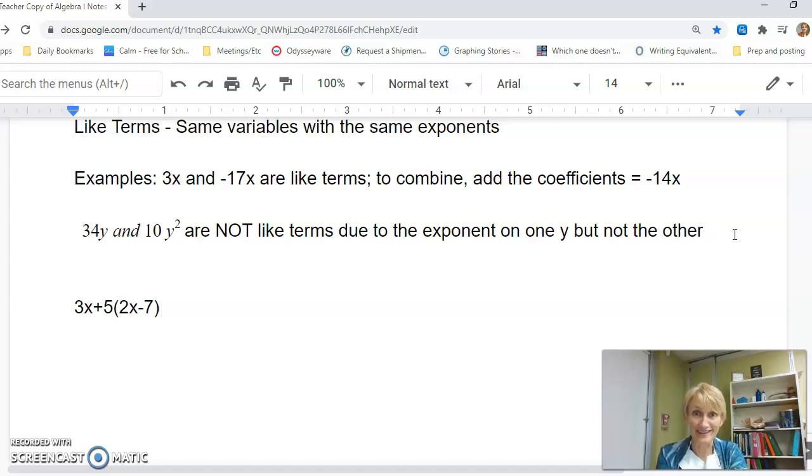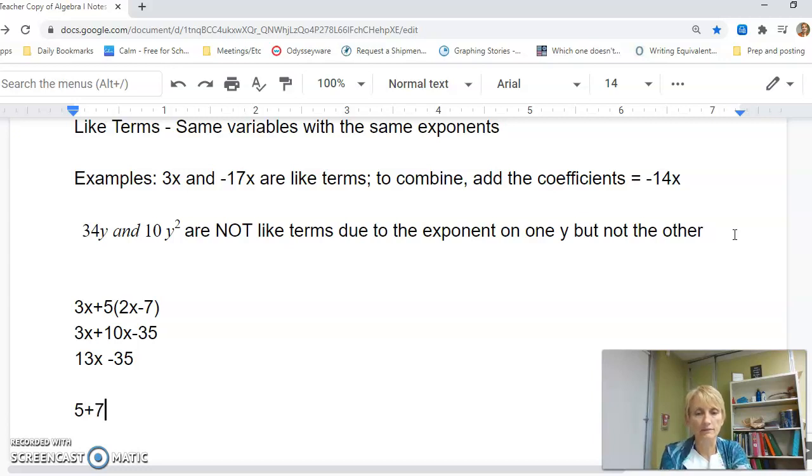So to simplify this, we've got to get rid of the parentheses first because remember that indicates multiplication and it would come first. So the 3x is just going to wait. 5 times 2x is 10x. 5 times negative 7, negative 35. And then after we remove the parentheses, then combine your like terms. So then I get 13x minus 35. And that's where you stop. Again, don't try to do too much too soon. We're not solving equations just yet.